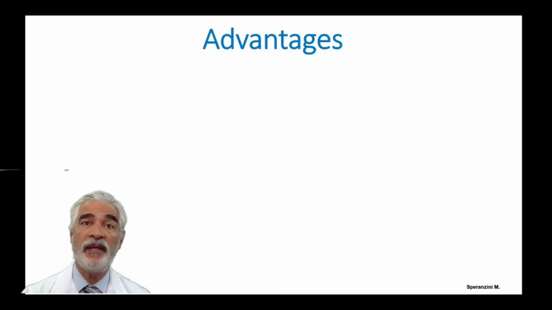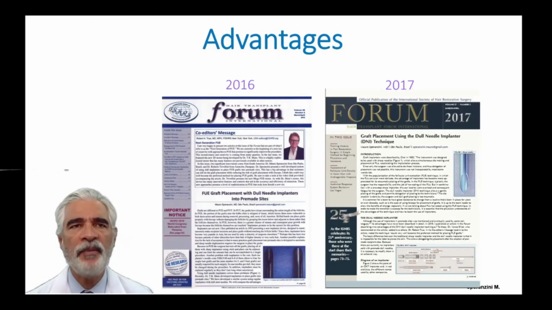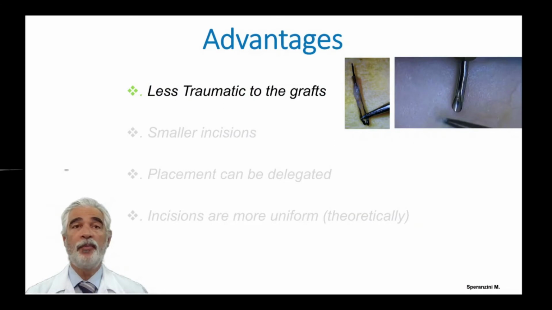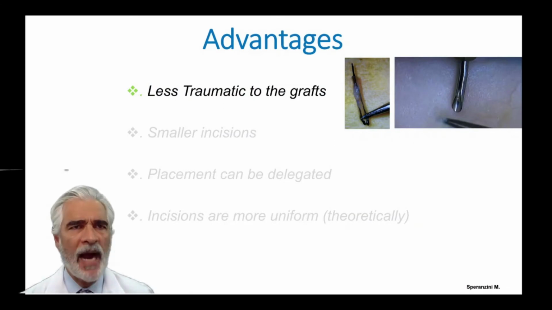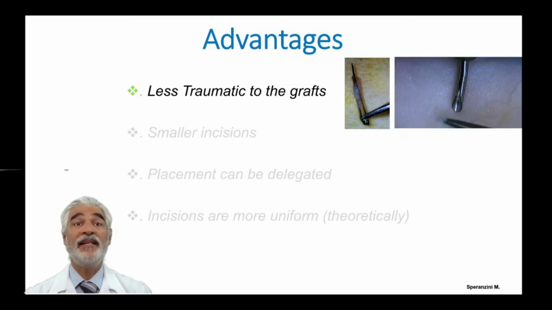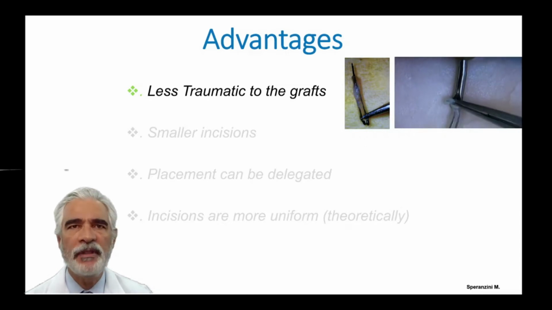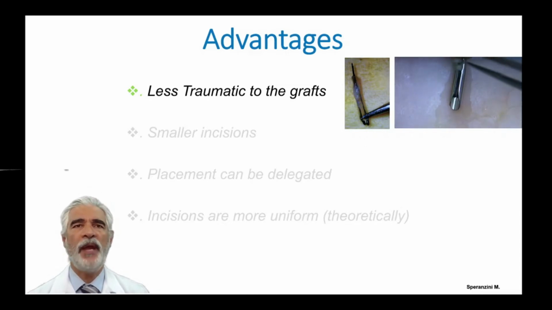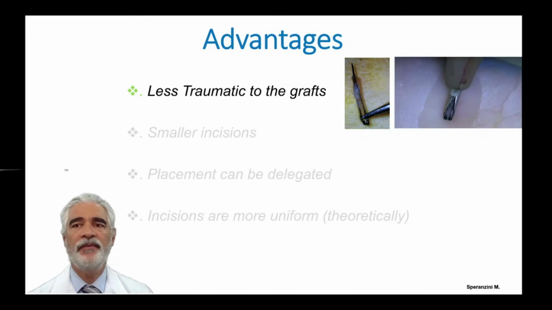DNI, the dull needle implanter technique, has many advantages compared to the placement with forceps and sharp implanters. I recommend you all to read these two articles in the bibliographic reference. The most important advantages are: first, less traumatic to the graft. When you compare with the placement with forceps, there is less chance of trauma to the follicles.